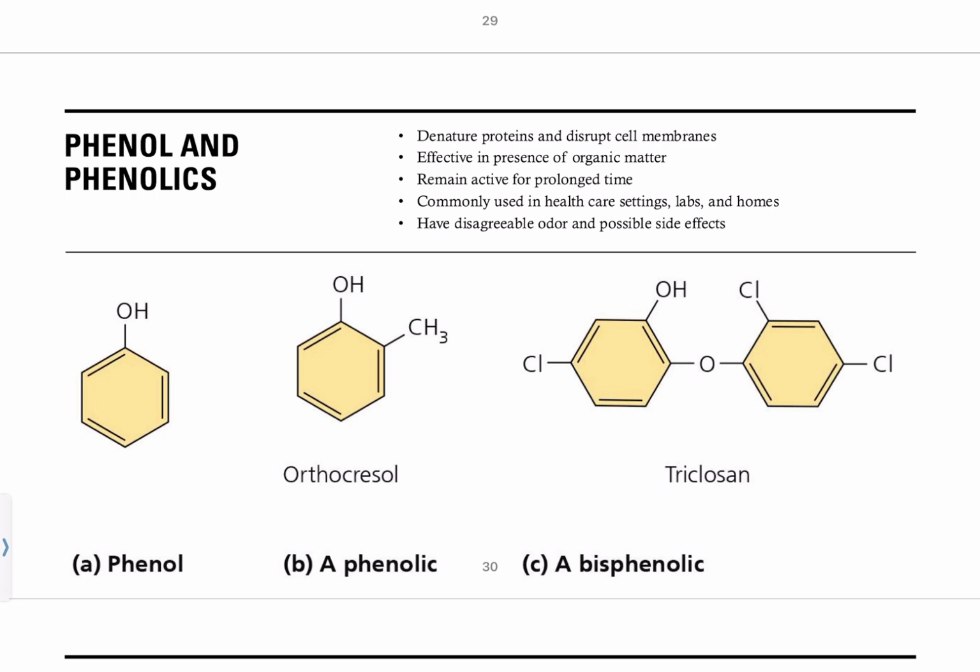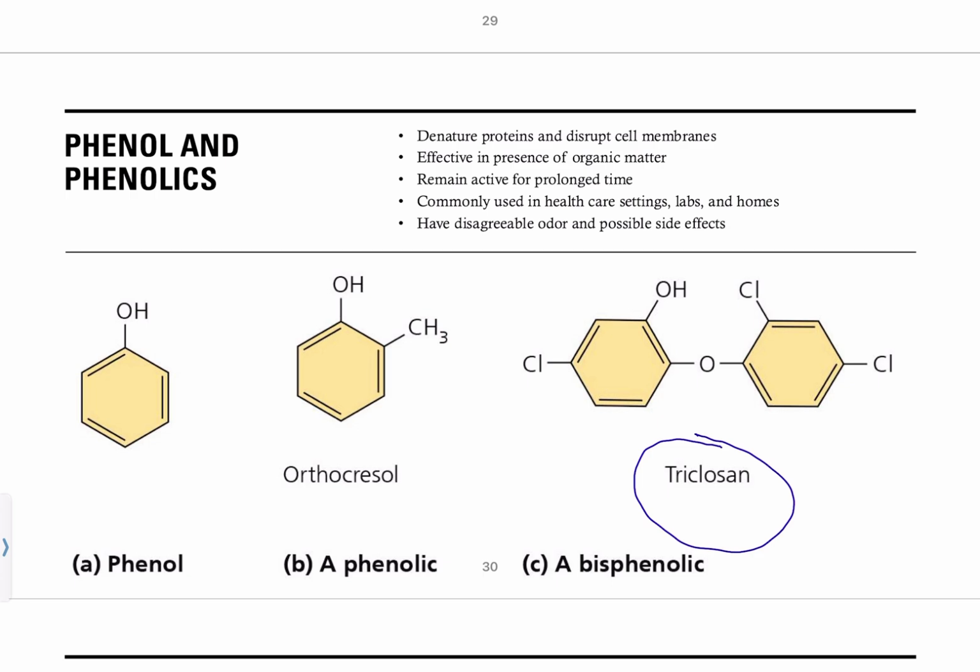And how they work is they denature proteins and disrupt membranes, and they even work in the presence of organic material like blood or feces. So this makes them incredibly useful in healthcare and laboratory settings. One example of a phenolic, a bisphenolic, is triclosan.